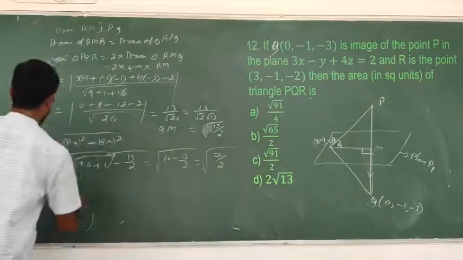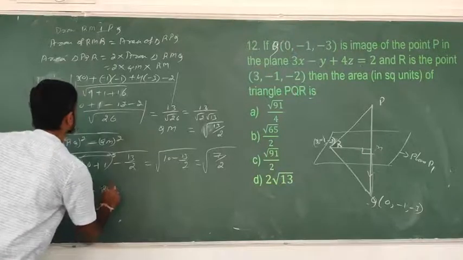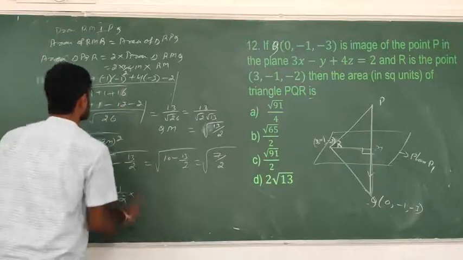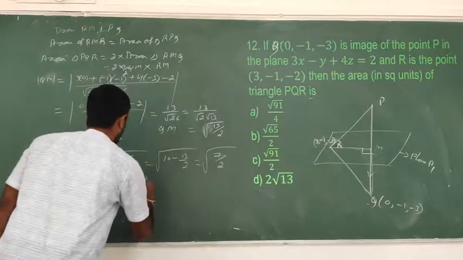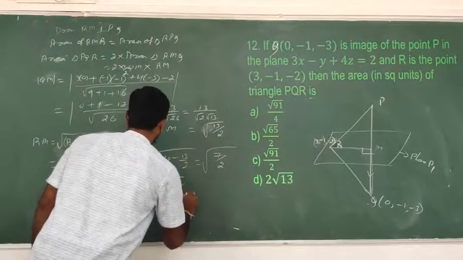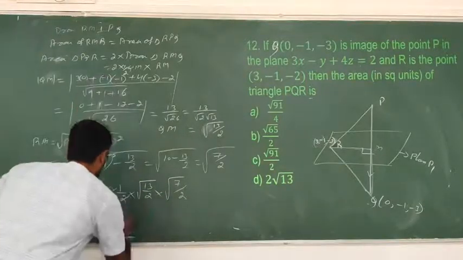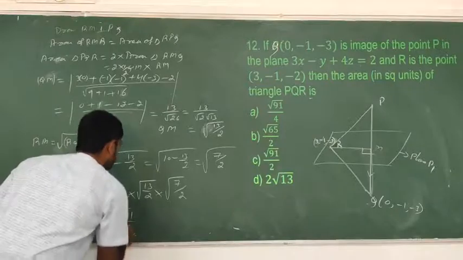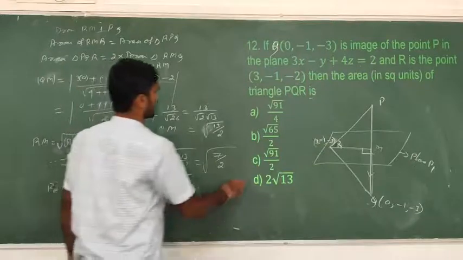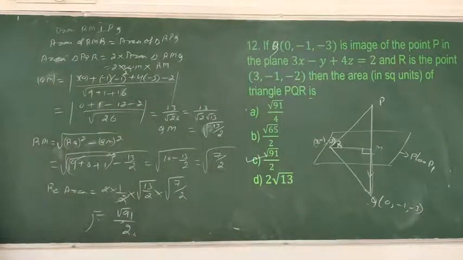Now the required area is equal to half into QM, which is square root of 13 by 2, into RM, which is square root of 7 by 2. Here 13 into 7, 13 sevens are 91, that is square root of 91, root 2 into root 2 is 2. So therefore the area of the triangle PQR is square root of 91 by 2. That is in option C. Option C is the right answer. Okay, next problem.